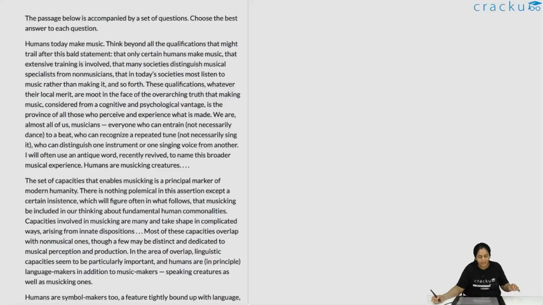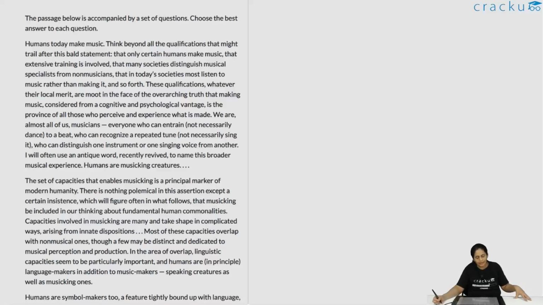These qualifications, however, whatever their local merit, are moot in the face of the overarching truth that making music, considered from a cognitive and psychological vantage, is the province of all those who perceive and experience what is made. We are almost all of us musicians. Everyone who can entrain, not necessarily dance to a beat, who can recognize a repeated tune, not necessarily sing it, who can distinguish one instrument or a singing voice from another.